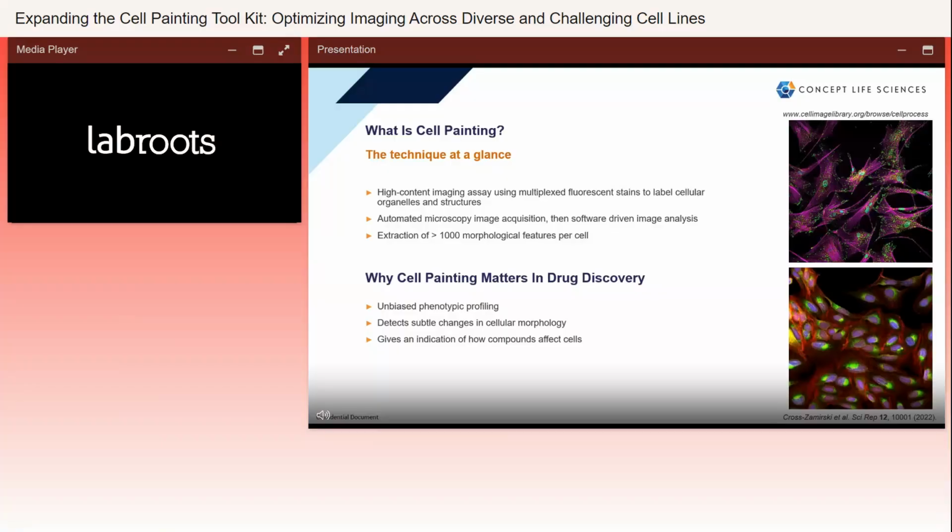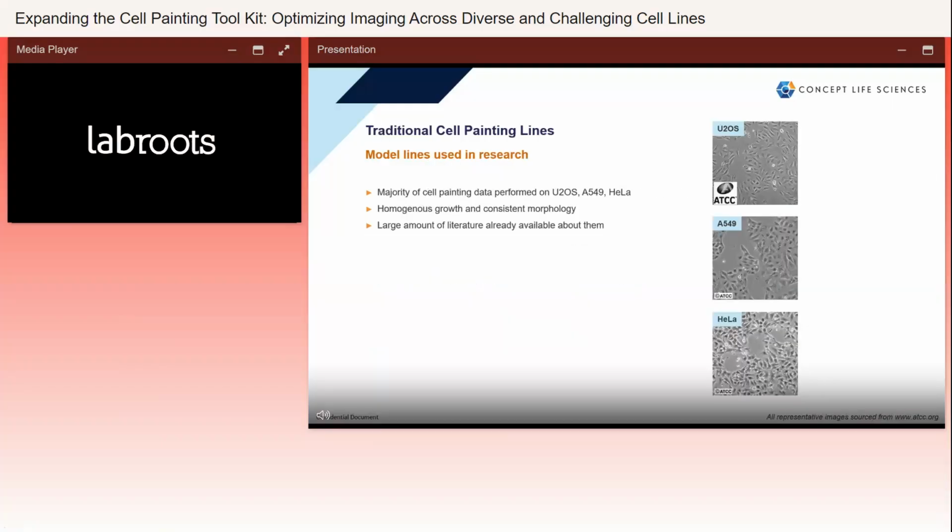Cell painting can flag early warning signs like mitochondrial fragmentation, and it's both cost-effective and scalable to large compound libraries. So historically, the field of cell painting has focused on a small set of well-characterized cell lines because they're robust, easy to handle, and readily available. Examples include the U2OSs, A549s, and to a lesser extent the HeLa cells. Now, these lines are consistent in both growth and morphology, meaning they provide a great technical foundation for large-scale screening and method development. However, this convenience comes with limitations.